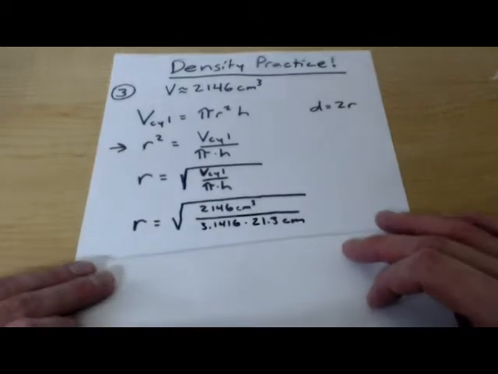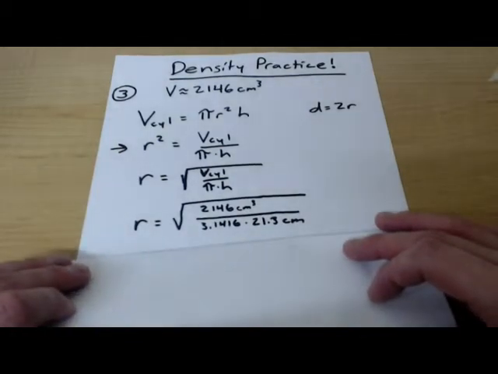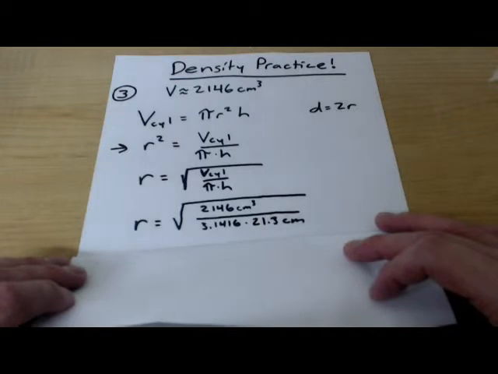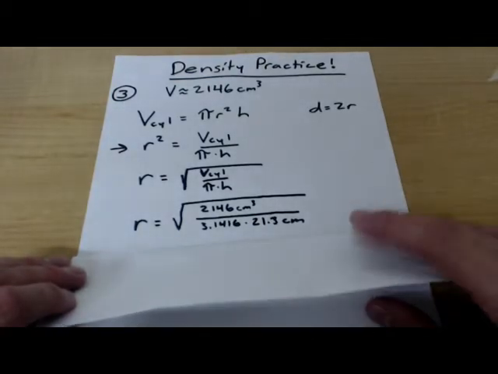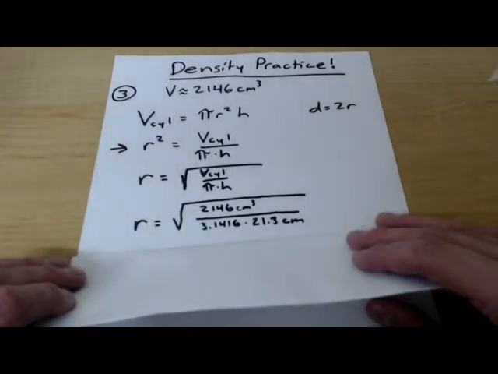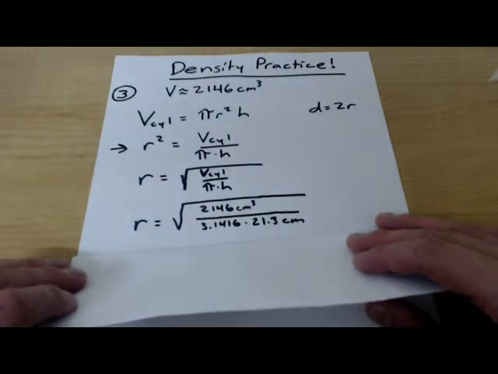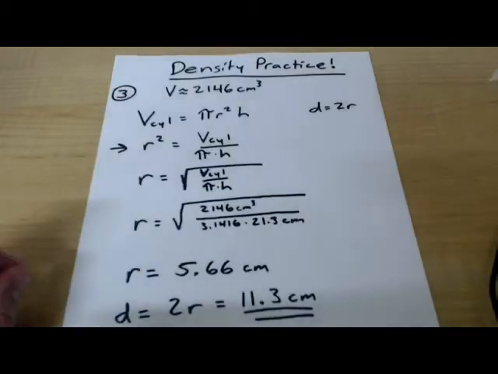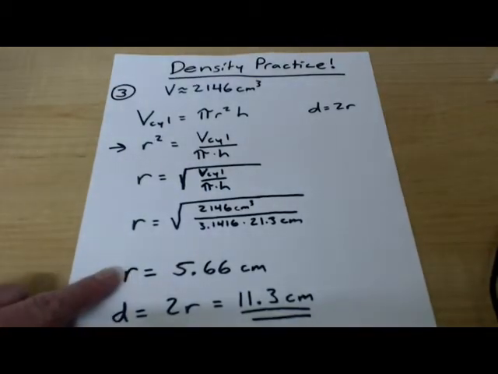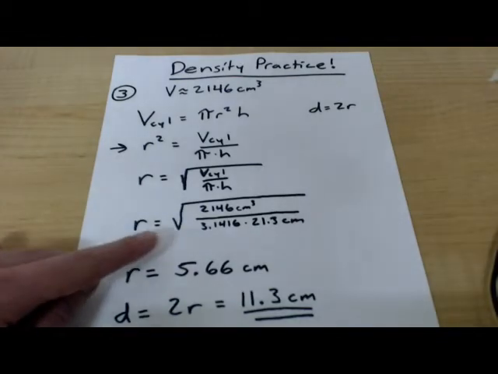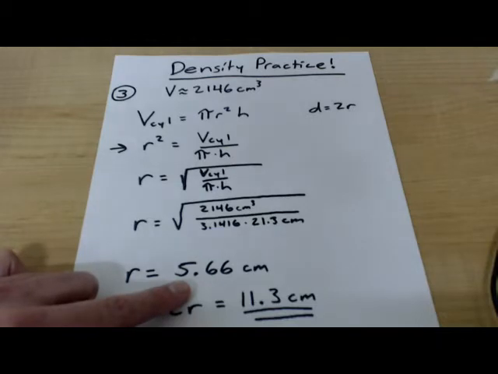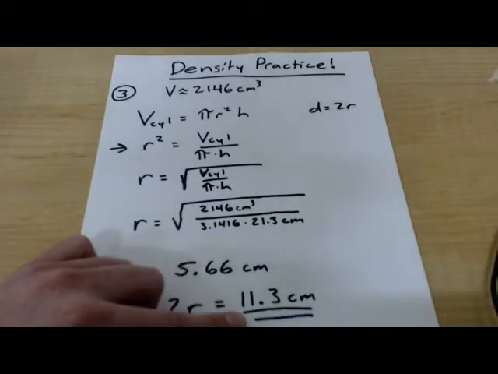And now we can plug our numbers in. Our volume, remember, is 2146 centimeters cubed. Pi, we can use 3.1416. And our height is our length from the problem, which was 21.3 centimeters. In this case, the height and the length are going to mean the same thing. So we get 5.66 once we plug this into our calculator. And remember, d is 2r, so we just multiply this number by 2, and we get 11.3 centimeters.